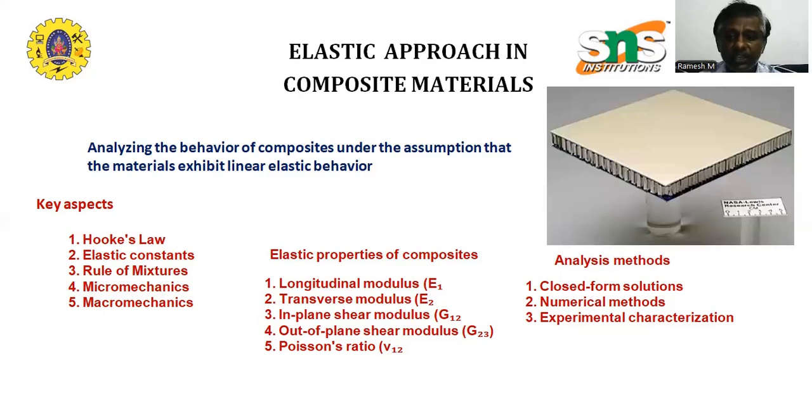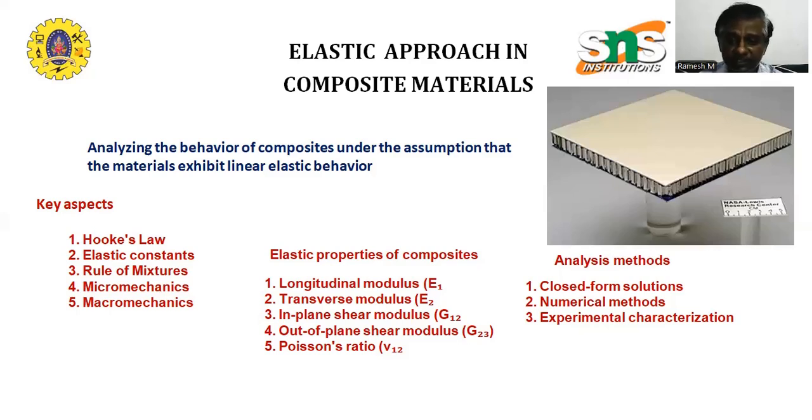That is, Hooke's law should exist. Stress by strain equals Young's modulus within the elastic limit. So the linear elastic approach will exist within the elastic range, that is, Hooke's law will be valid up to that point. Next, this approach is used to predict the elastic properties such as stiffness and strength of composite materials. These are the main elastic properties predicted in this elastic approach.